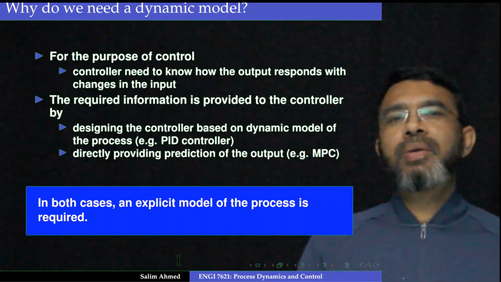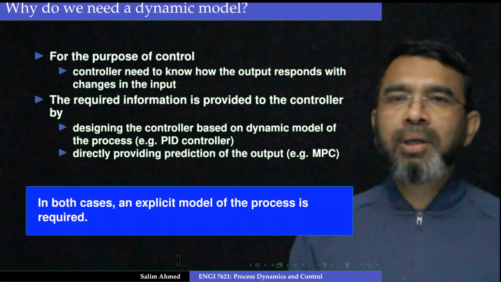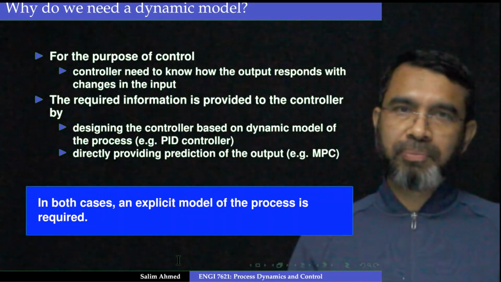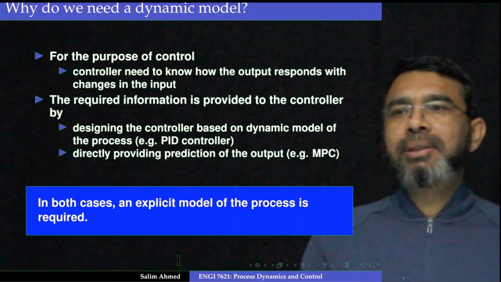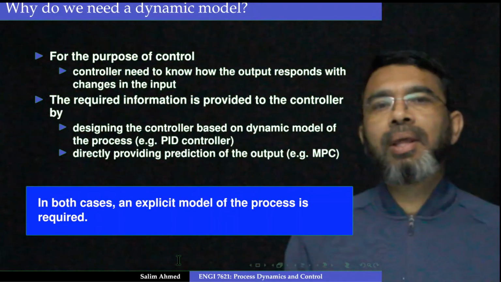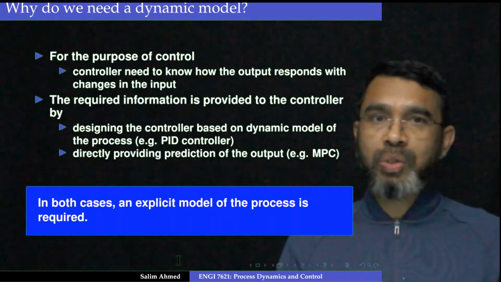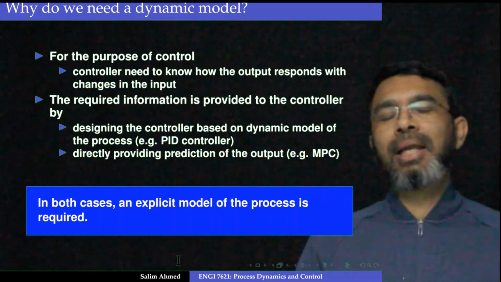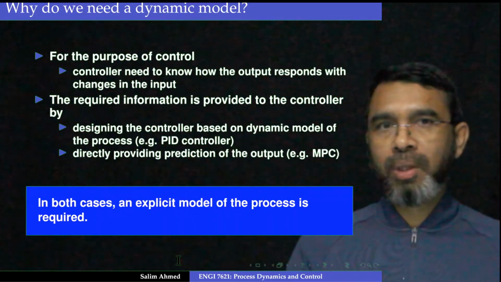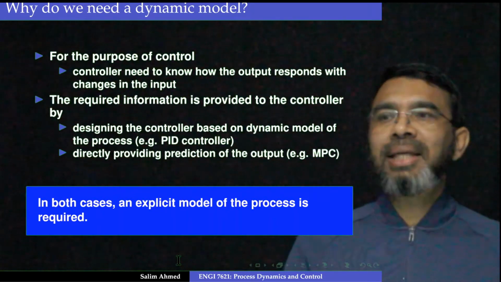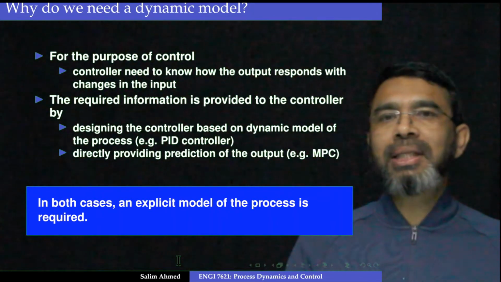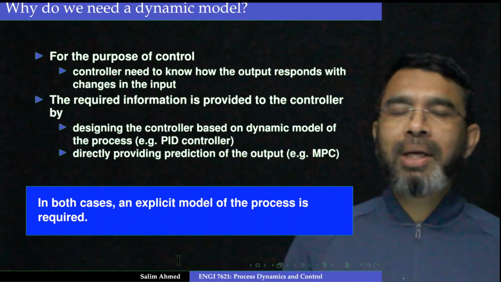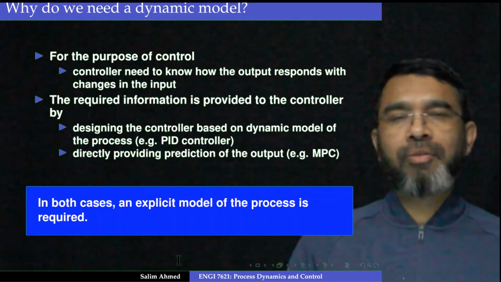For example, say a PID controller, the parameters of the PID controller are obtained using the model parameters. Another case is, suppose, the model predictive controller: the dynamic model is used to predict the output and decide the input signal based on the predicted output. So there are two different uses. For both cases, we need an explicit dynamic model of the process. So in the field of process control, those are the main needs for dynamic models.